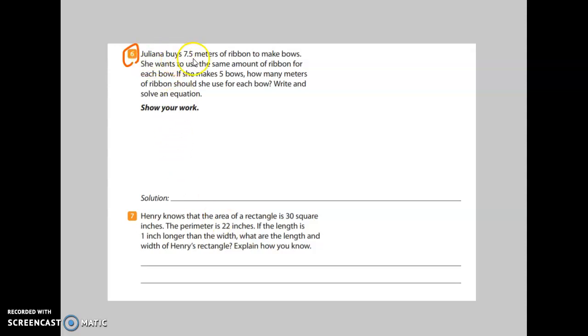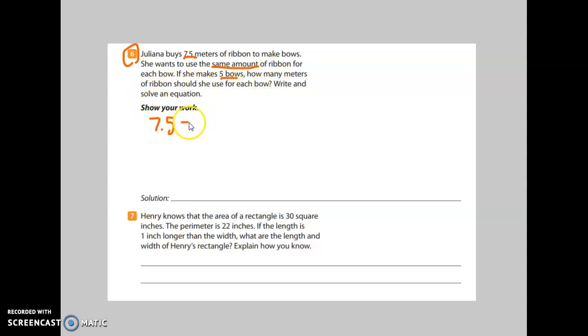Juliana buys 7.5 meters of ribbon to make bows. There's our first value, 7.5 meters. She wants to use the same amount of ribbon. This should tell us that we're using a variable for the ribbon for each bow. If she makes 5 bows, how many meters of ribbon should she use for each bow? Right, and solve an equation.